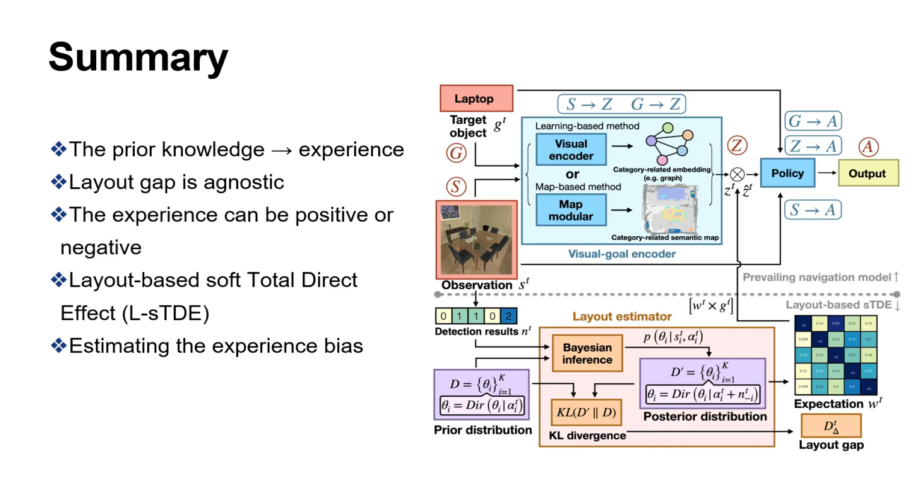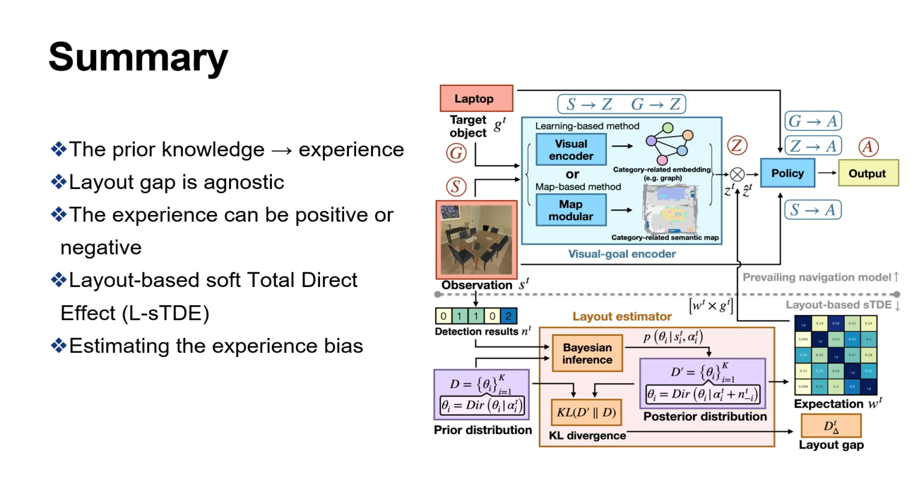Previous works for the ObjectNav task attempt to learn the association between the visual inputs and the goal during training. Such association is denoted as the experience. The experience performs a positive effect on helping the agent infer the likely location of the goal when the layout gap between the test environments and the prior knowledge is minor. However, when the layout gap is significant, the experience exerts a negative effect on navigation.